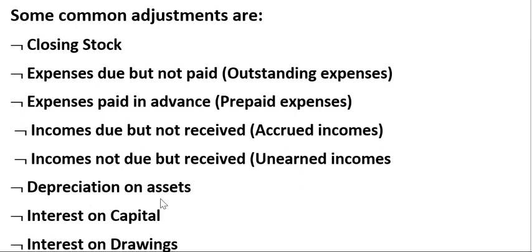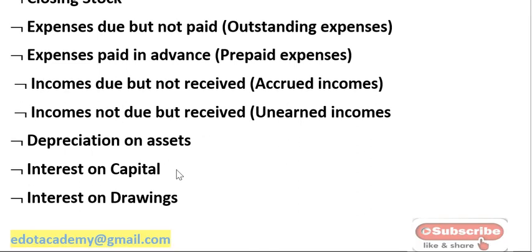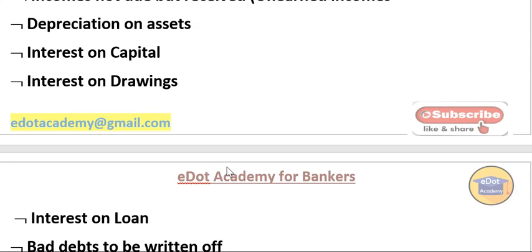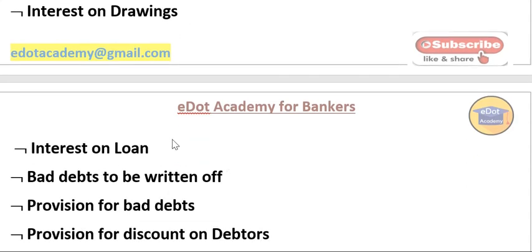Depreciation of asset means the value of asset is going down. We have already learned in the depreciation video that the value of asset always goes down as per the year. So we have to adjust the entry. Interest on capital, because whatever capital we have borrowed, we have to pay the interest to the owner. Okay. Interest on drawing. Similarly, whatever drawing has been done, there also we have to adjust the interest.